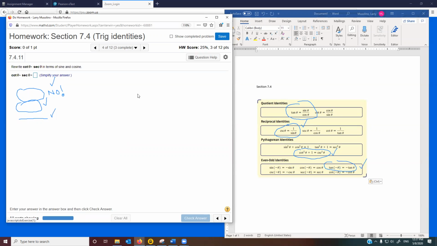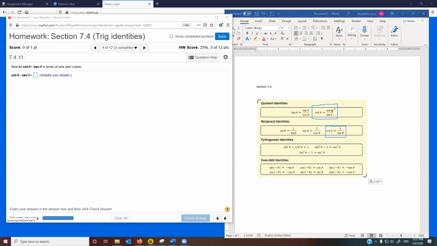All right, let's go to this example. This one is asking us to rewrite cotangent theta times secant theta in terms of sines and cosines. So what they're really asking me to do is replace cotangent theta and secant theta with their equivalent expressions, but I should only end up with sines and cosines in my final answer. All right, well, I'm going to use these identities to help me out. Let me come over to cotangent theta. Now, I could either use this reciprocal identity or this reciprocal identity.